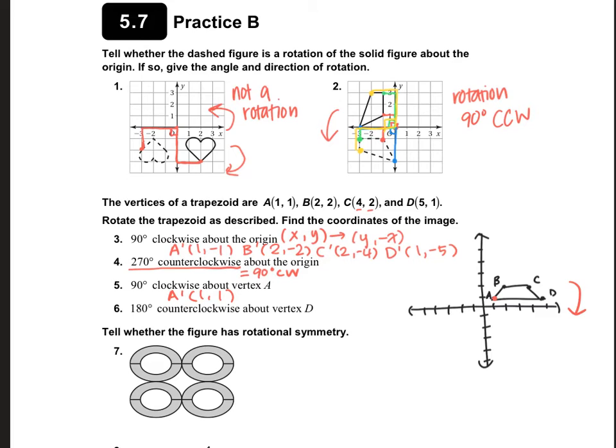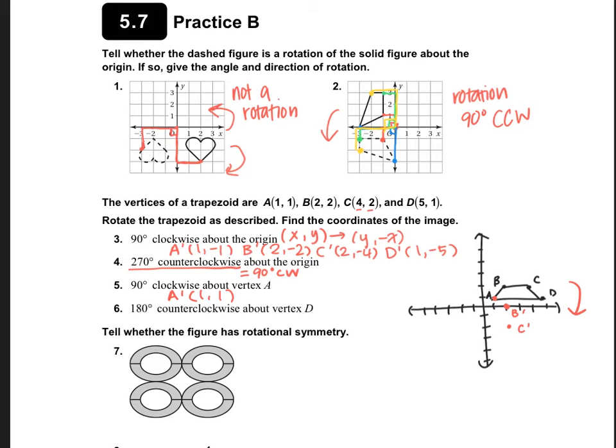For B, I am going to go ahead and count how far B is from A. So this is going to be 1 to the left and 1 down. So from here, I am going to do the opposite. So I'm going to go 1 to the right and 1 up, which is going to be right here. And that's going to be B prime. For C, I am going to go ahead and count again, and it's going to be 1, 2, 3 to the left and 1 down. So I'm going to do the opposite. I'm going to go 1, 2, 3 to the right, and then 1 up.